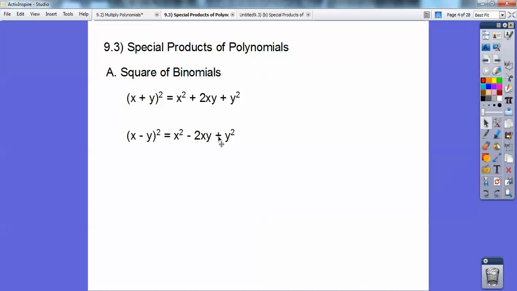Notice they end in y squared and start with x squared, and then the sign is just the sign that you see inside here for the middle term. All right, so let's try some of these, you guys.